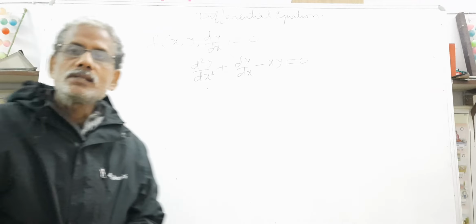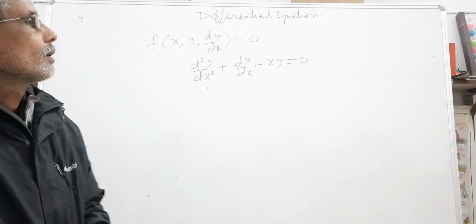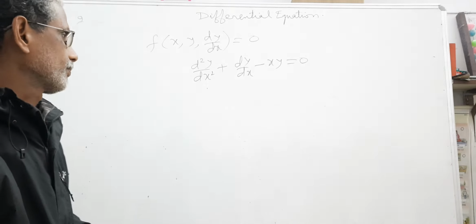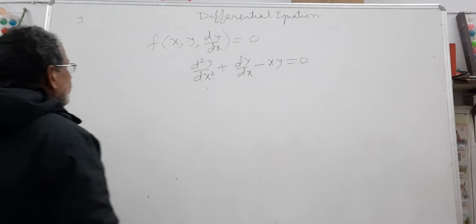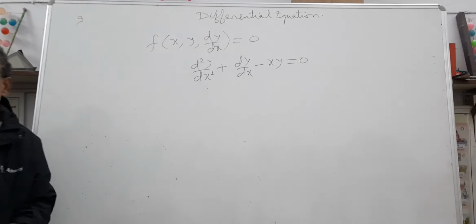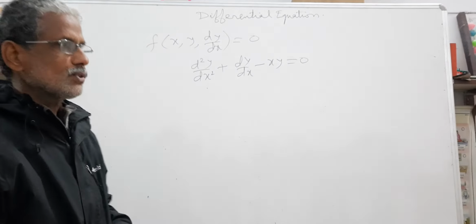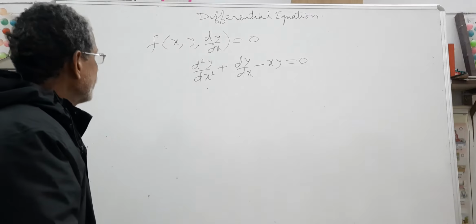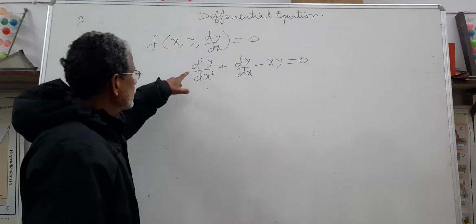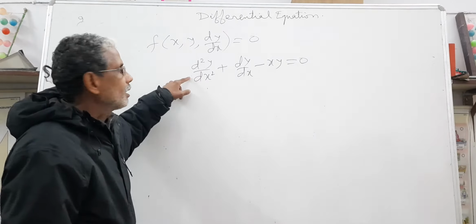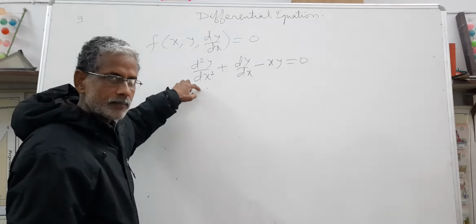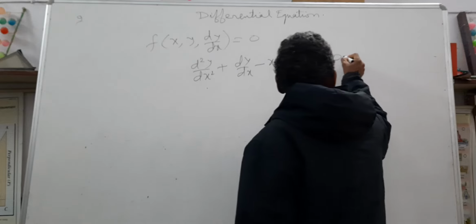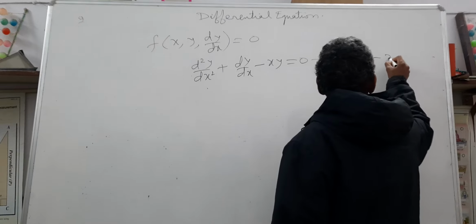In every differential equation, there are two terms, order and degree. Order of a differential equation means how many times you have differentiated the function. For example, this differential equation is of order 2, the double derivative. Order 2.